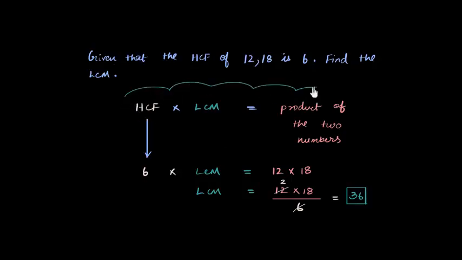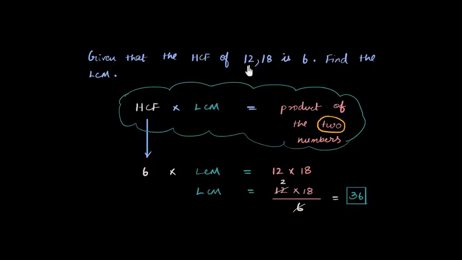This is actually the main point of this video. The main point of this video is to help you know this result, that HCF into LCM equals product of the two numbers. Now what I want to do is really highlight this 2 over here, okay? The key term here is this 2. Because if this had been three numbers, if you had been given the HCF of 12, 18, something else, so all three numbers, the HCF is 6, find the LCM, you cannot do this. HCF into LCM will not be the product of those three numbers. So 2 is really the keyword here. So as long as the question has only two numbers in it, HCF of two numbers, then this result works.